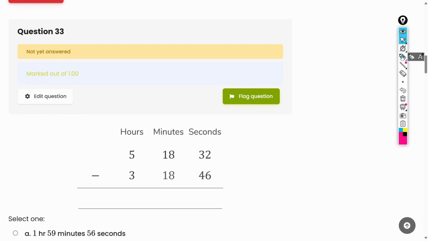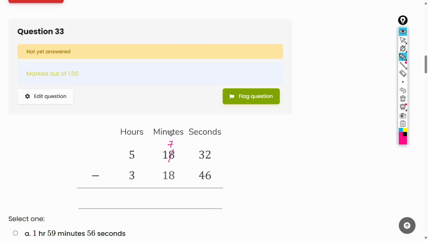Question 33, we should subtract. So these are the seconds place, the minutes place, and the hours place. So this is 32 seconds minus 42 seconds. Obviously, 32 seconds minus 42 seconds wouldn't work, so we need to borrow 1 from 18. So we'll be left with 17.